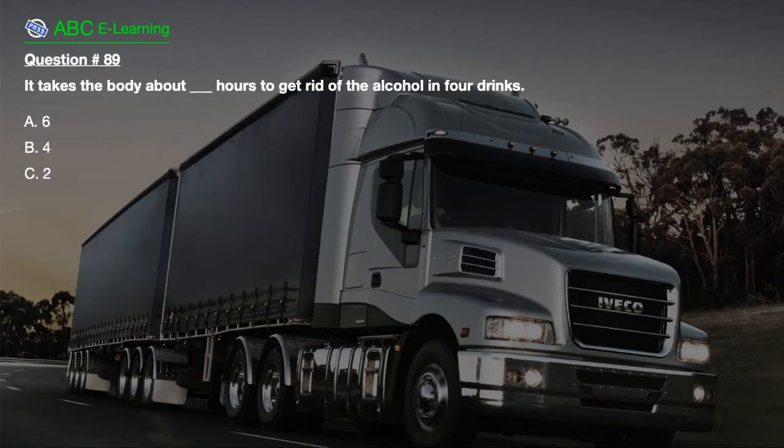Question number 89. It takes the body about hours to get rid of the alcohol in 4 drinks. A. 6. B. 4. C. 2.